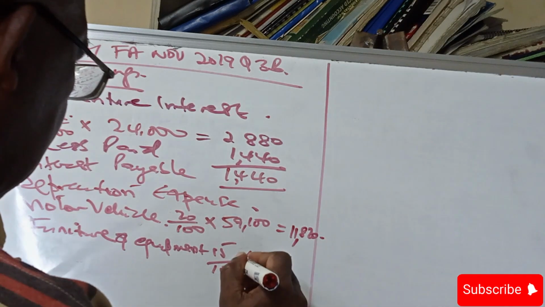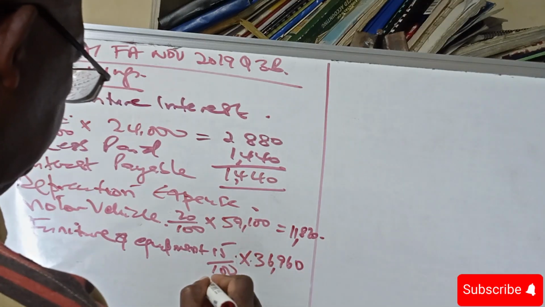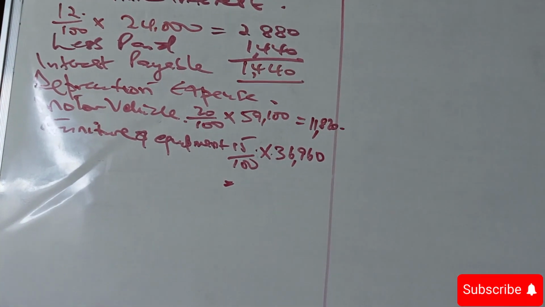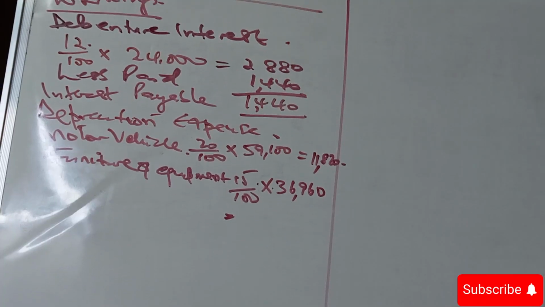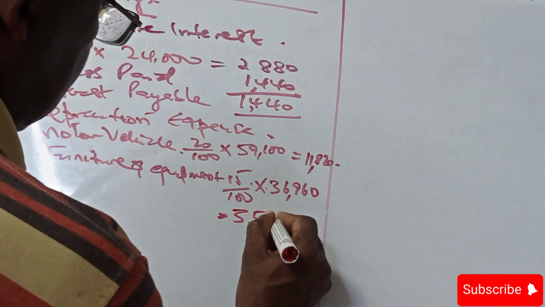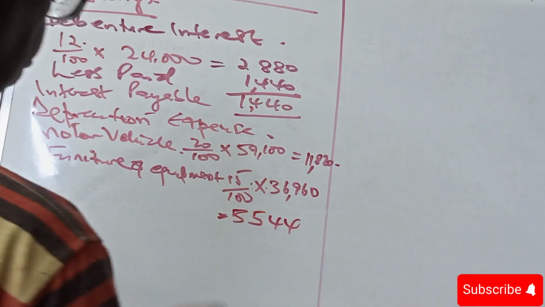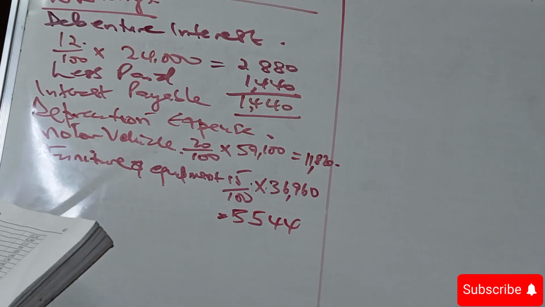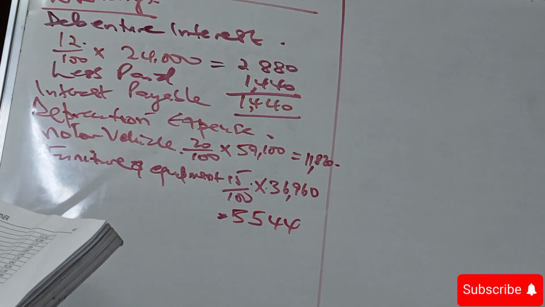15% of 36,960, which is equal to 0.15 of that, we get 5,544. Then you are told, as of 30th of June 2019, an amount of 822,000 for electricity has not been paid.